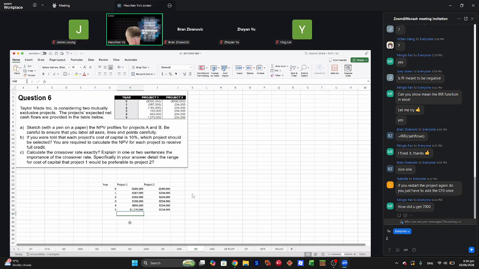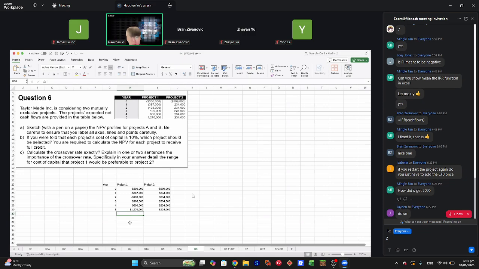Can anyone tell me this one? Someone says downward? Anyone else? So we all agree this will be downward sloping?